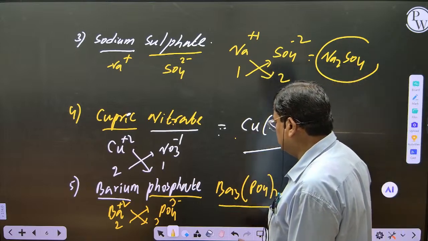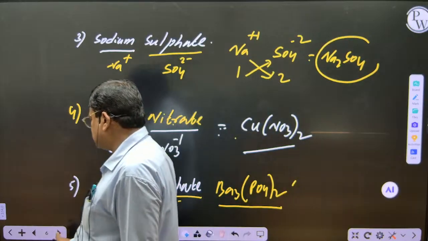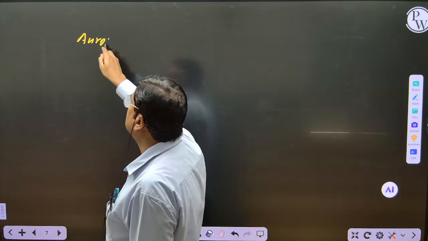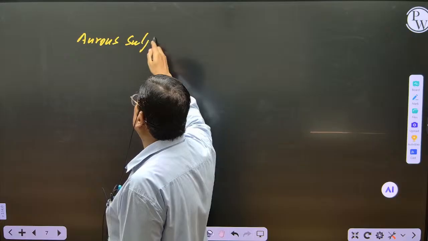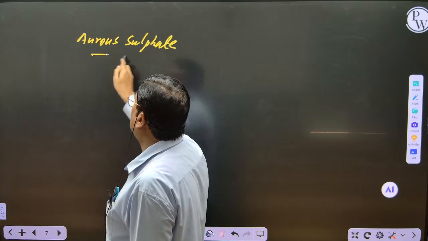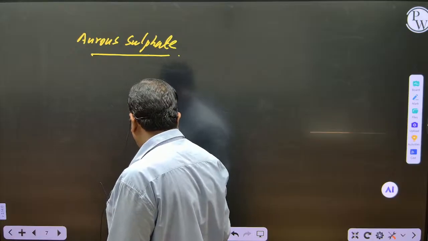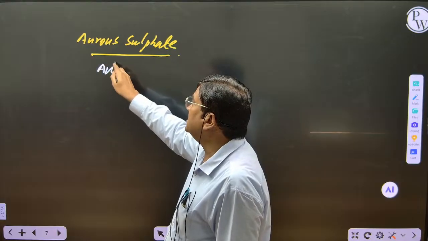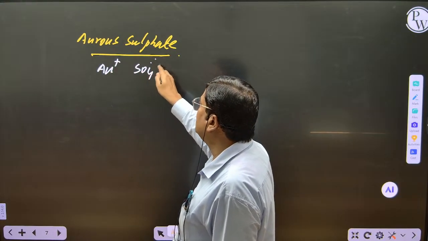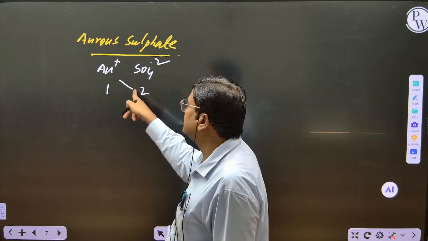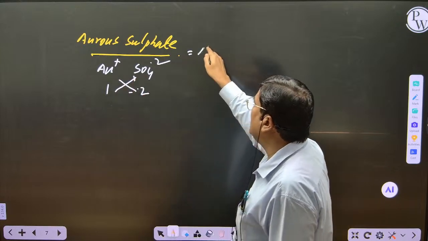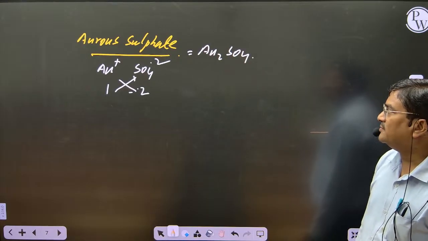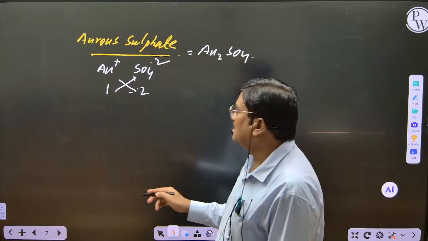Aurous sulfate. What is Aurous, student? Aurous means what? Gold. Aurous sulfate. What is the valency of aurum? Aurous, auric. There are two forms of gold. Aurous will bear Au plus. Sulfate will have valency -2. So crisscross their valency. Simple, no? This comes as the formula Au2SO4. Understood? See the difference? Aurous, auric. Now write auric.